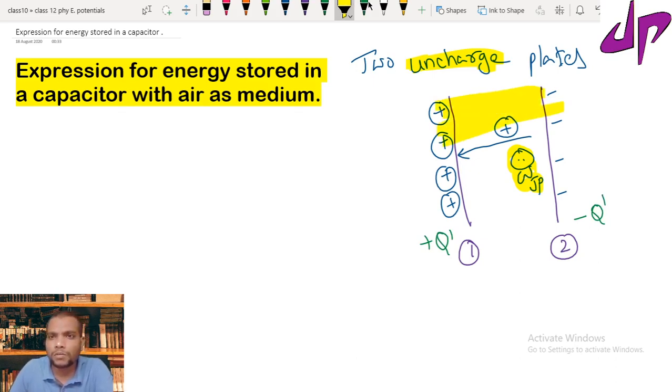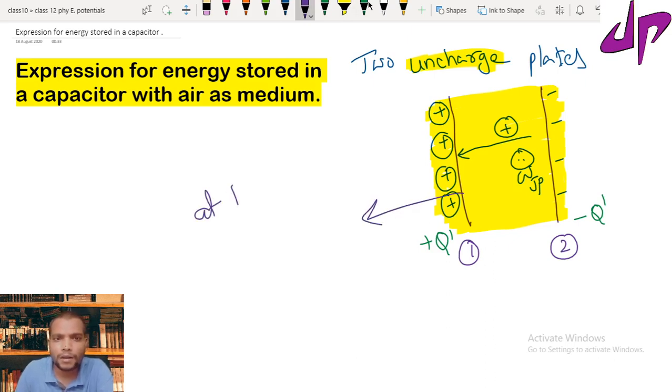Here I do not apply any external source. The work is done by me. I am doing work to bring charge from the second plate to the first plate.